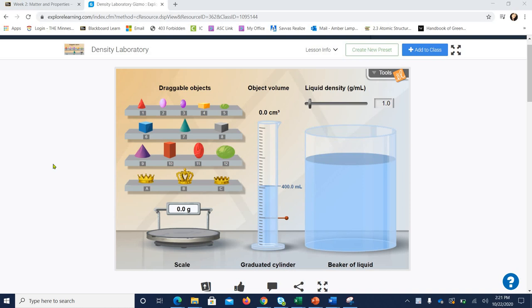Hello students, welcome to your how-to video on using the Density Laboratory Gizmo in Explore Learning. This is the how-to video on the Gizmo you will use for the Week 2 online lab, physical properties.